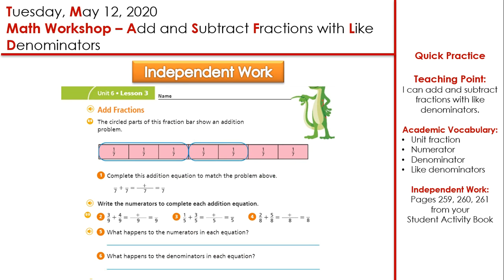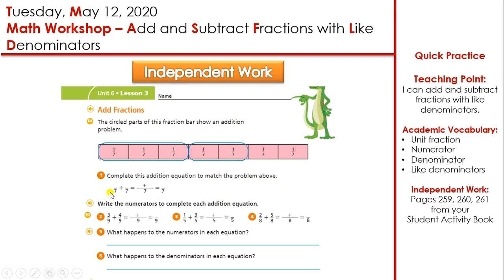In our independent work for today, we're going to be working with 3 pages. You're going to be having a lot of fluency practice for you to get skill on adding and subtracting fractions with like denominators. We're going to be working on the pages 259, 260, and 261 from your student activity book. First, you're going to find this situation.